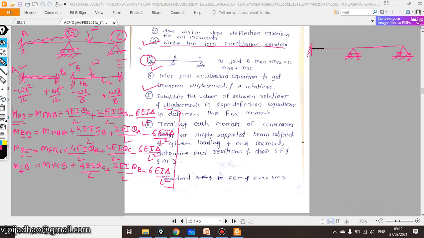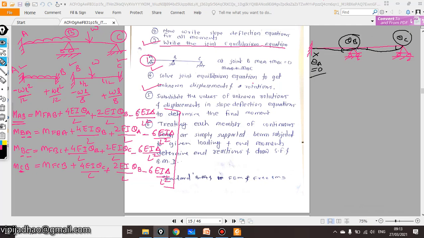The deflected shape will be like this. So we won't have theta here. Theta A will be equal to 0 because it is a fixed beam. Here we will be having theta B, and again here we will be having theta C. This will be the slope, theta B. So theta A is 0, but we have to find out the values of theta B and theta C.